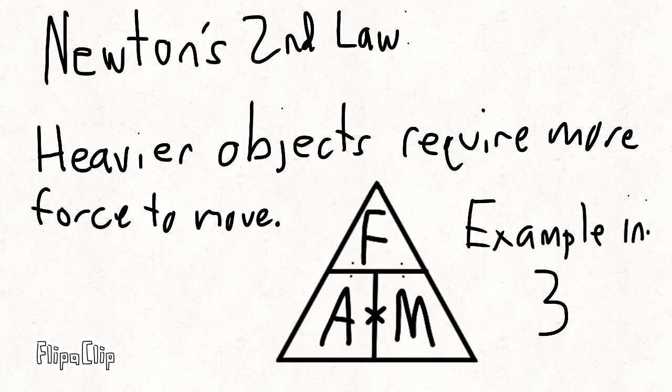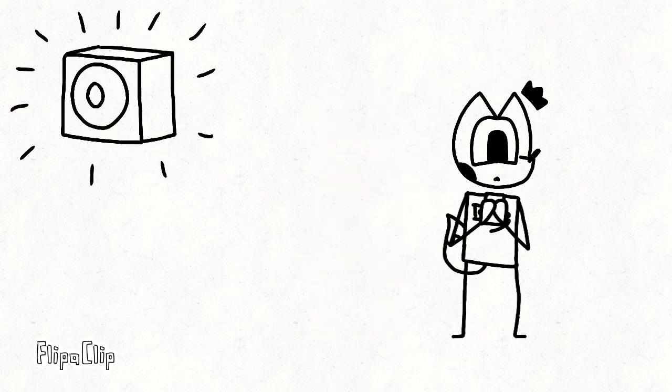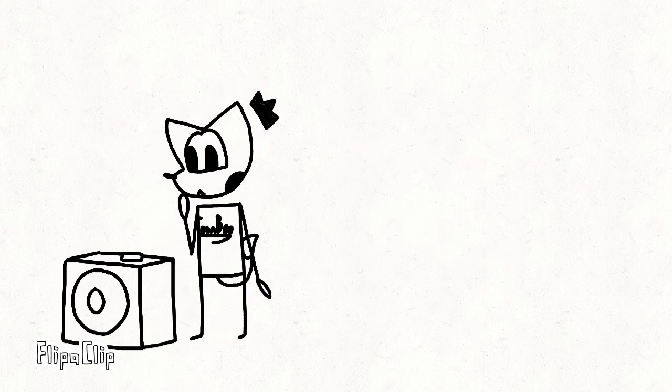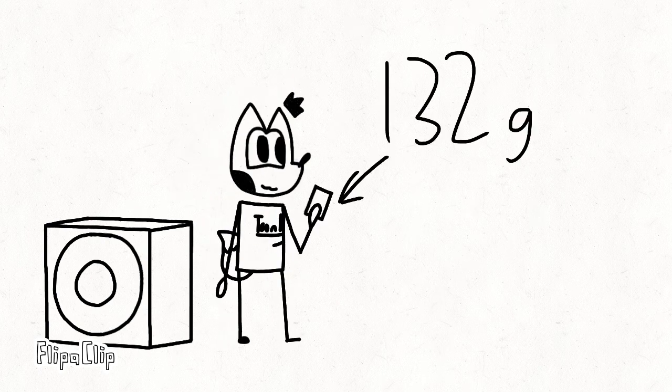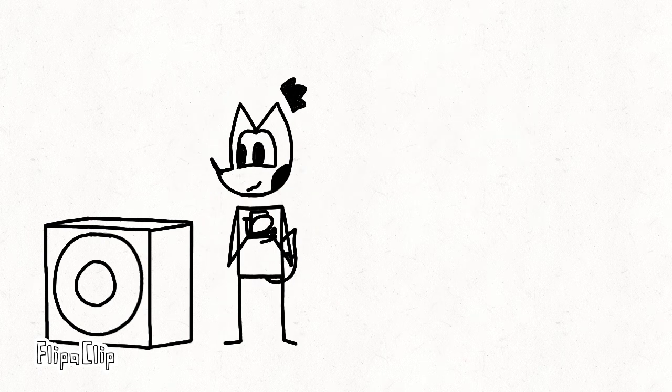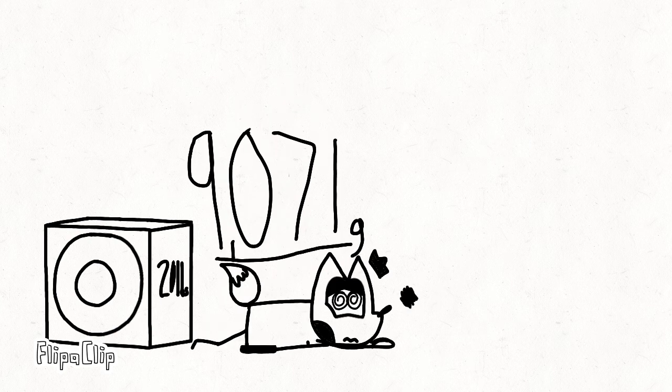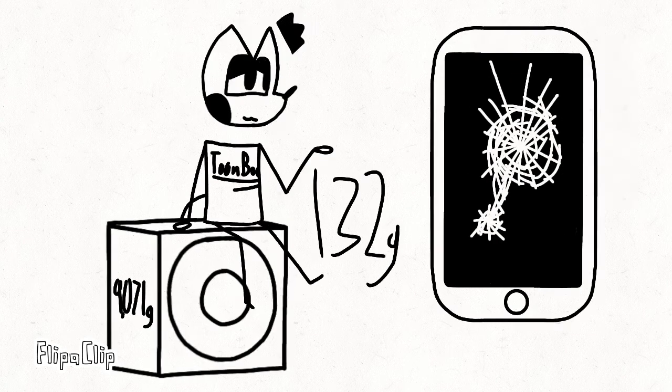The second law, simply put, is that heavier objects require more force to move. A good way to show this would be, let's say I have a phone and a speaker, like one of the big ones. The phone weighs about 132 grams, while the speaker, which let's say is about 20 pounds, weighs 9,071 grams. As you can guess, the phone is probably a lot easier to move.